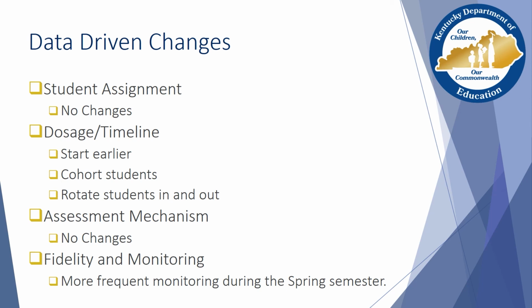We used the MAP assessment as our benchmark screener and K-Prep as our pre- and post-assessment. These are both reliable tests that have served us well in this data set, so no changes in assessment mechanisms for next year. Finally, we cannot say for sure that the intervention fatigue is what caused our students' slowed growth in the spring semester. We must consider the human factor here. Next year, let's increase our monitoring in the spring semester to ensure that the intervention is being implemented with fidelity.